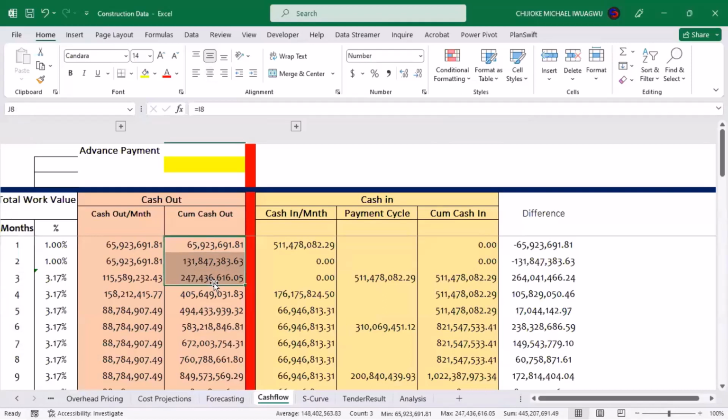That is your cash out. And the income will be a total of all that is here. That will be your cash in. For quarter 2 also, you do a similar thing.